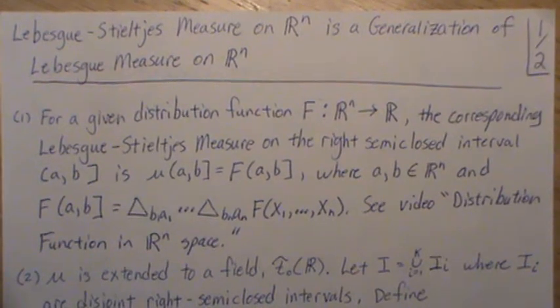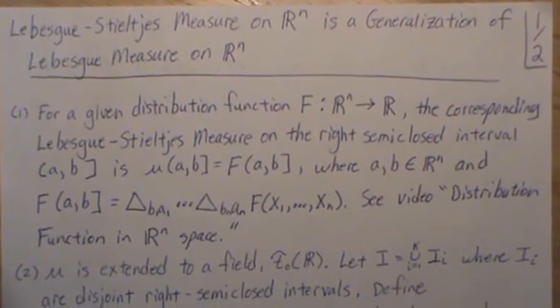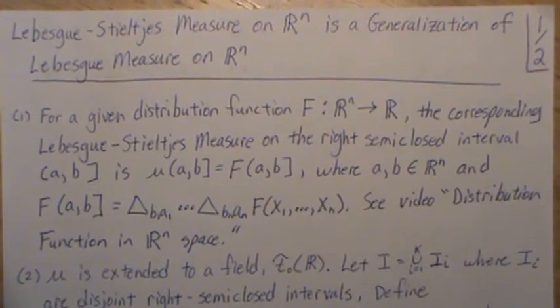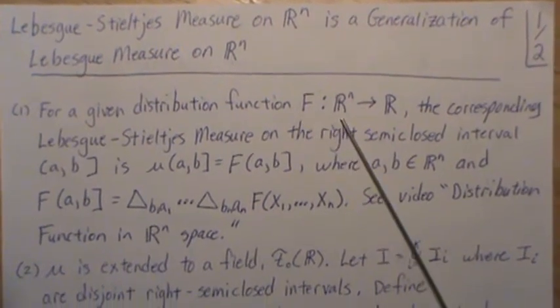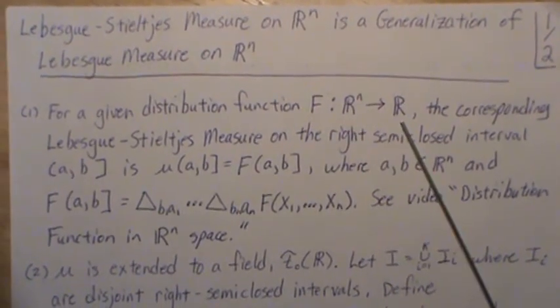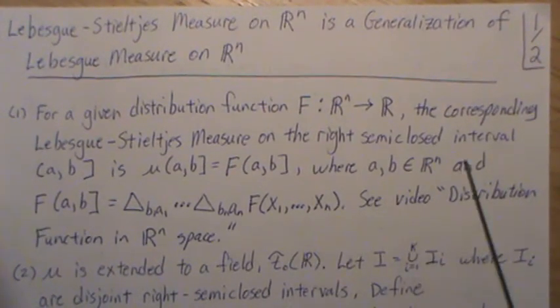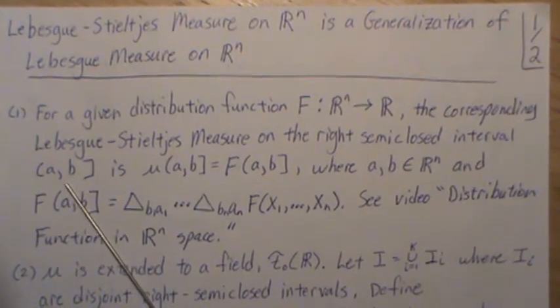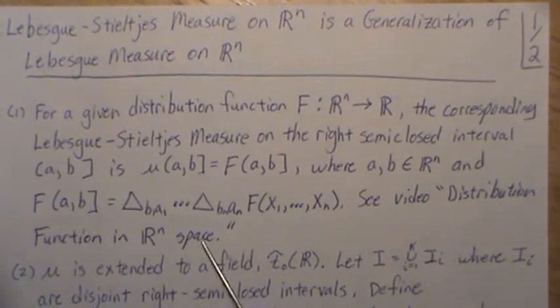Hello, this is the next video in a playlist that I'm calling Probability Measure, and here we're going to show that the Lebesgue-Stieltjes measure on n-space is a generalization of Lebesgue measure on n-space. So for a given distribution function f going from Rn to the reals, the corresponding Lebesgue-Stieltjes measure on the right semi-closed interval a to b, remember these a and b are vectors in n-space.